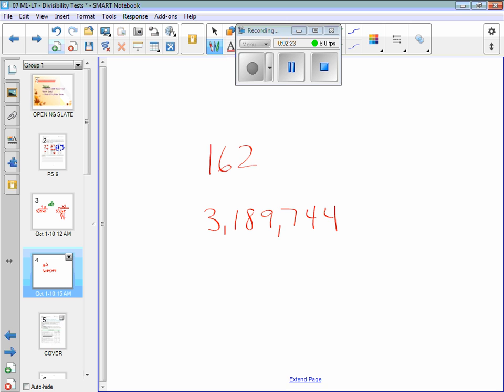What is the rule? Let me do the other easy one that most kids know. What's the rule for 10? Jazz? It's the last digit is 0. Last digit has to be a 0. 10 will go into it. Most kids know 10. Most kids know 5. Most kids know 2. Do you know the rule for 3?